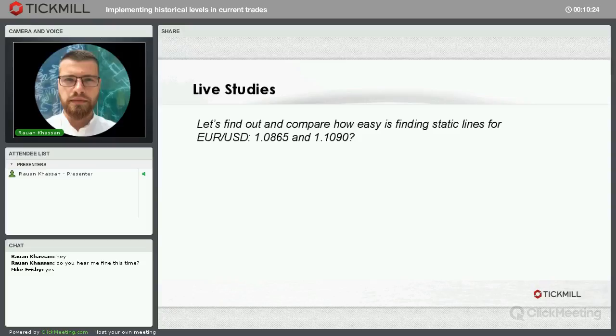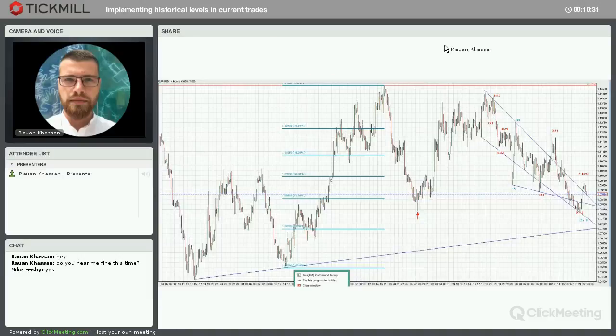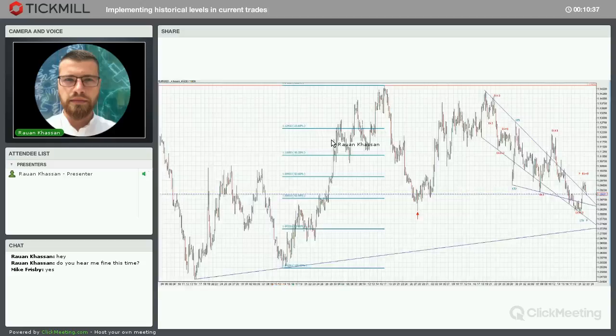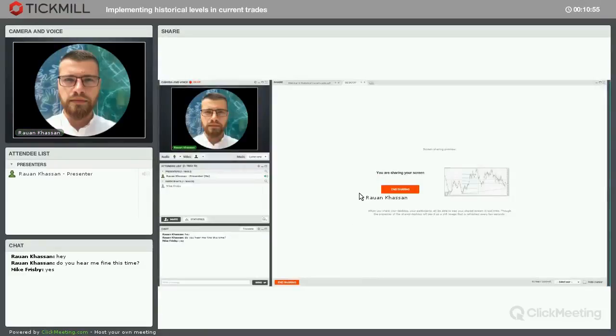Let me turn now to live 4-hour time frame. Please let me know if you see it fine. You should be able to watch what's happening on the screen. Pictured here is a live chart of 4-hour euro dollar chart. Is it fine? Okay.